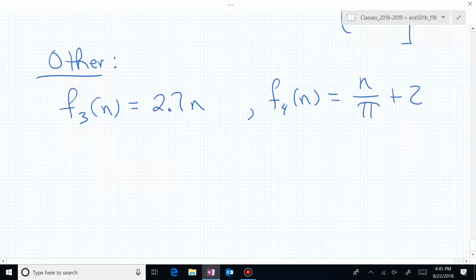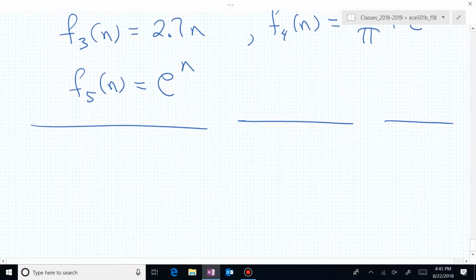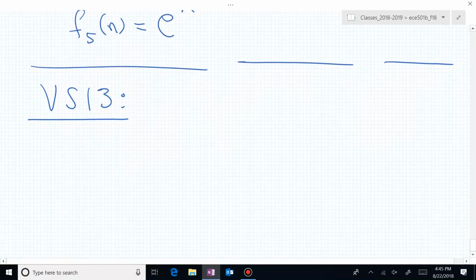F sub 5. Since somebody mentioned e, how about e to the n? That's okay too, isn't it? Are you just about tired of these? That's why I stopped at 13. So we have one more, 13, as an example for a vector space.